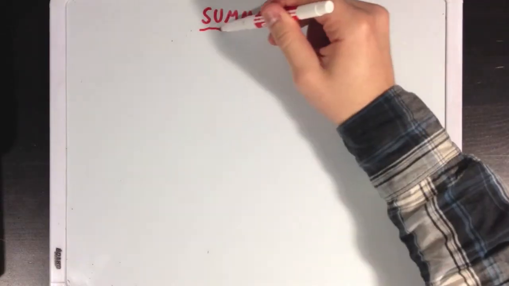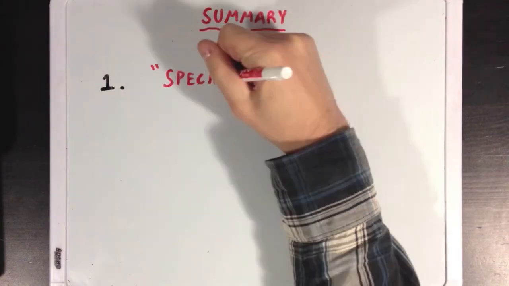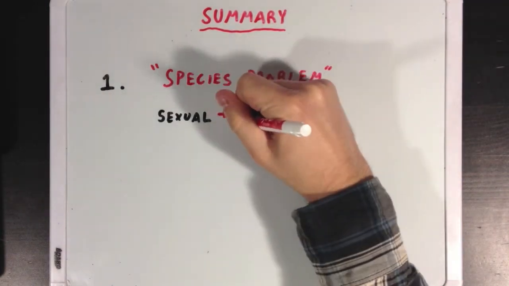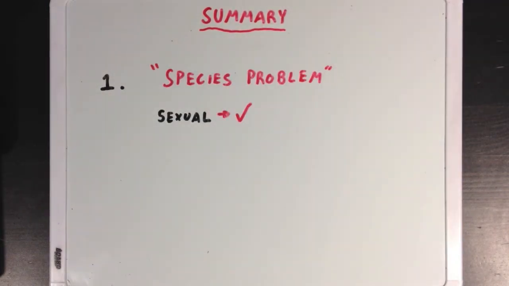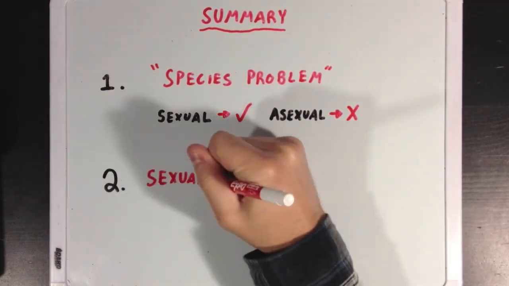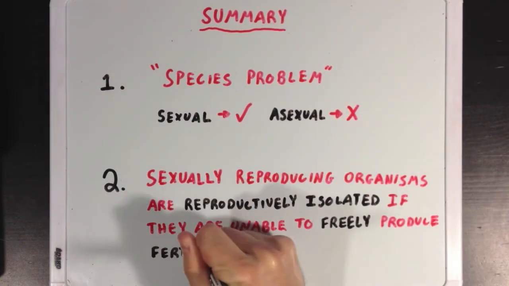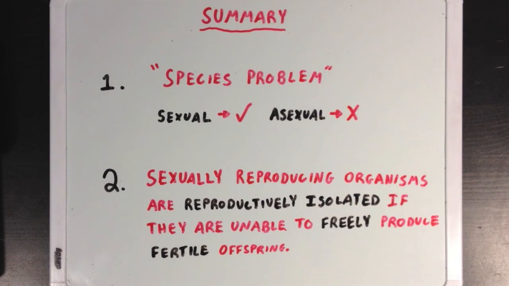So what did we learn? Well, first we learned about the species problem, and how classifying different organisms into different species can be quite difficult. You know, we have a pretty good definition for sexually reproducing organisms, but not really for asexually reproducing organisms. And next, we learned about reproductive isolation, and how we can say that two sexually reproducing organisms are reproductively isolated if they are unable to freely produce fertile offspring together.